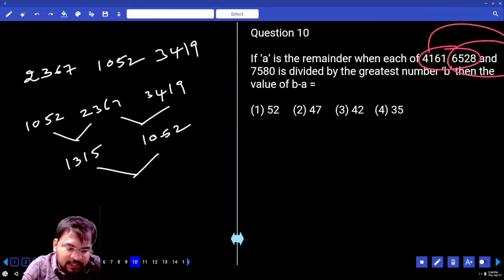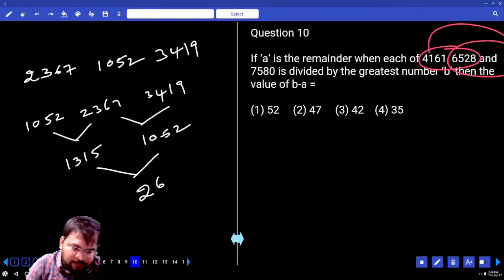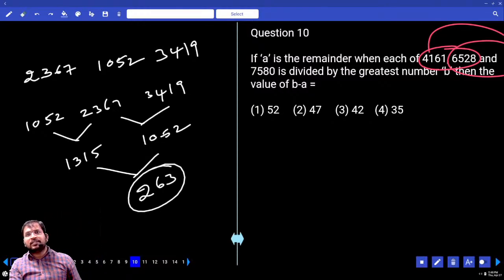Yes. The difference is how much? 115 and 52 subtract. 263. HCF is 263. HCF is what? 263.